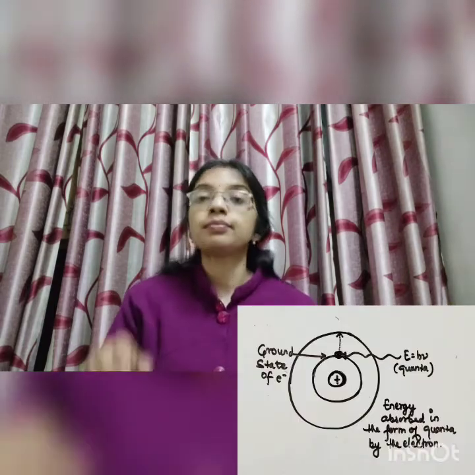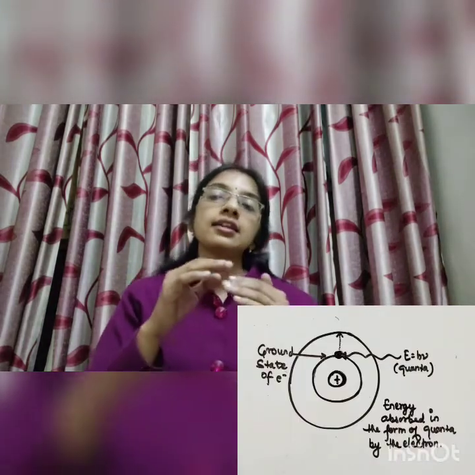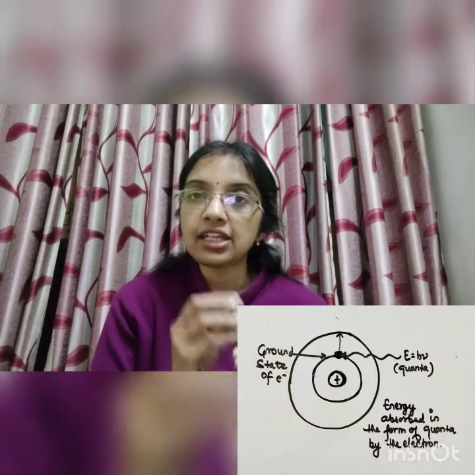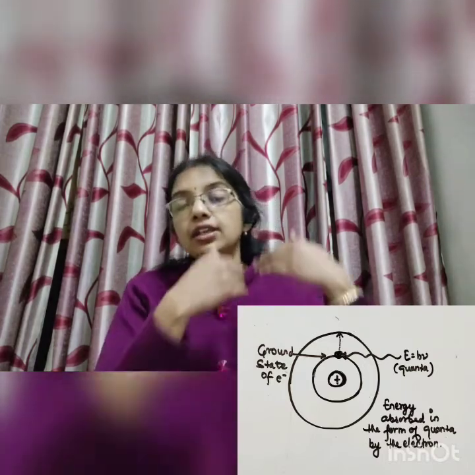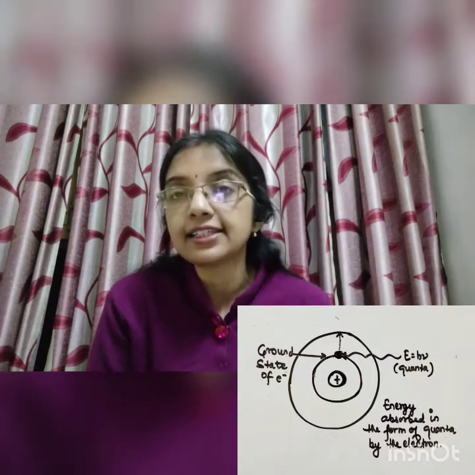Okay. So these small or discrete packets of energy are called quanta. So in the form of quanta, the gain or loss of energy occurs within the atom by the electron. Now, suppose the electron is in a particular energy shell and it is provided with some value of energy. What will happen? It will absorb energy and jump to the higher energy state.